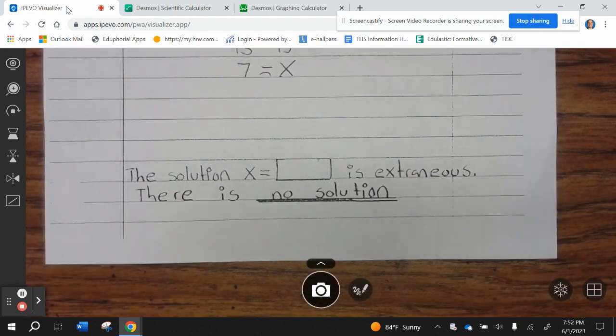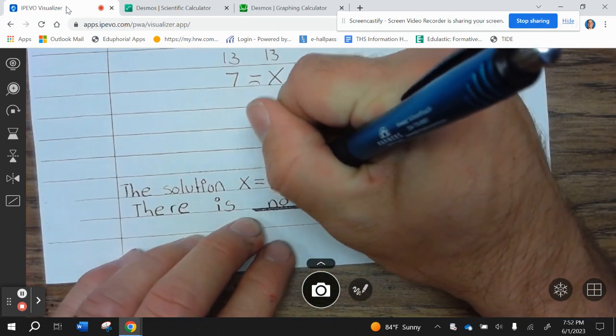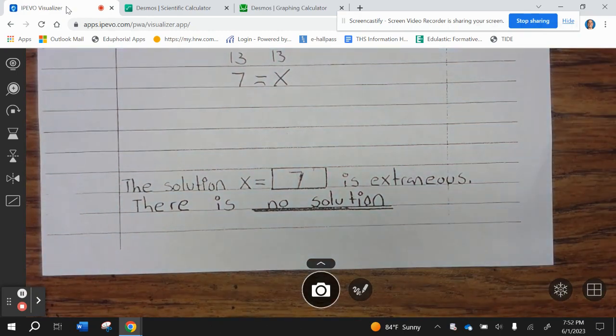So x equals 7 is an extraneous solution. So we can say that there is no solution.